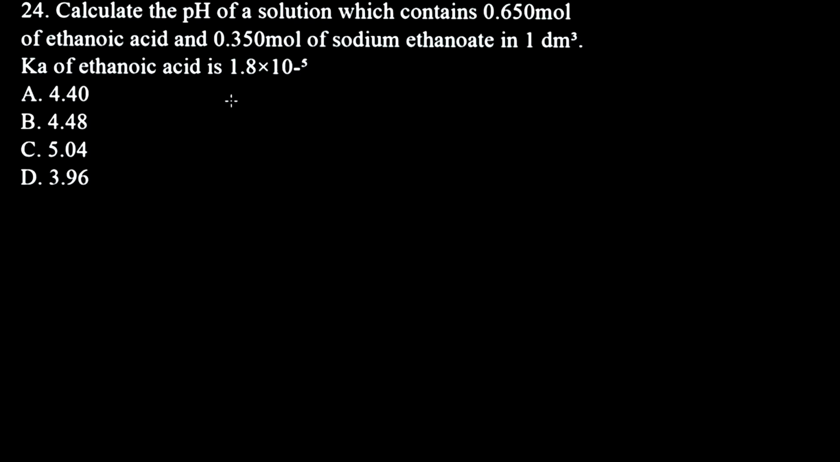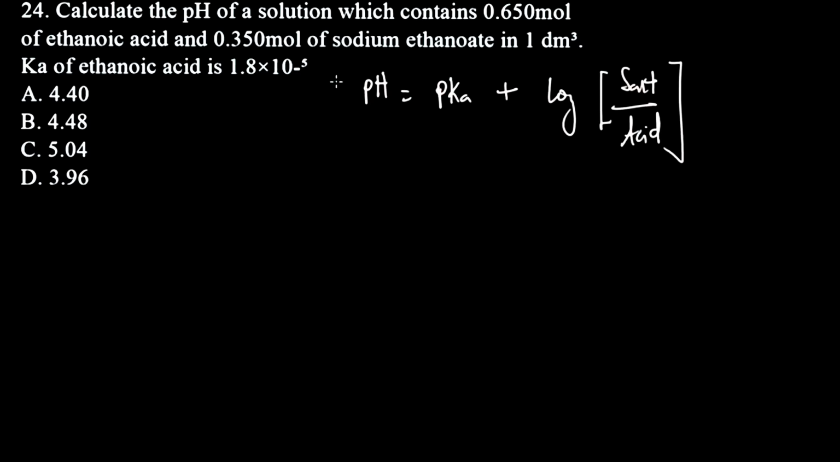Next question: calculate the pH of a solution which contains 0.65 mole of ethanoic acid and 0.35 mole of sodium ethanoate in 1 dm cube. What you need to note here is that this is a buffer solution, and a buffer solution is a solution of a weak acid and its salt, or a weak base and its salt. So we are told to calculate the pH here. The pH of a buffer solution is simply pKa plus log of salt over acid. The salt here is the sodium ethanoate, and the acid here is the ethanoic acid.